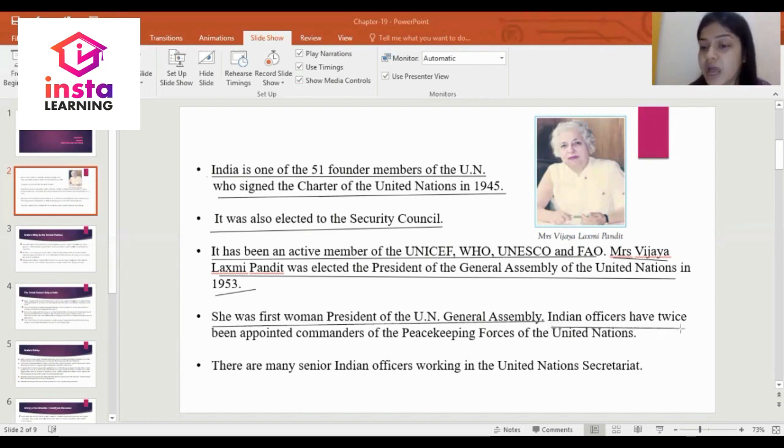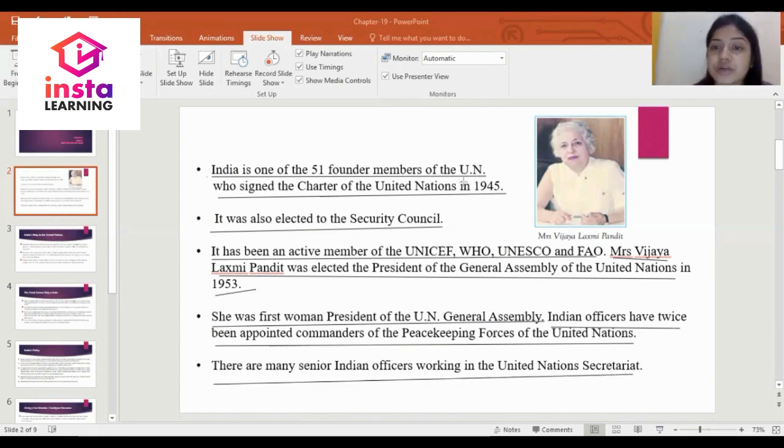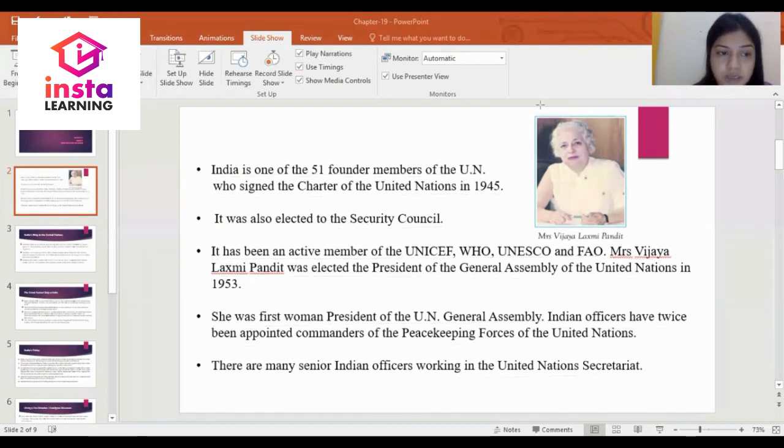Indian officers have twice been appointed commander of the peacekeeping force of the United Nations. There are many senior Indian officers working in the United Nations Secretariat. So, dear students, let's move ahead and know more about it.